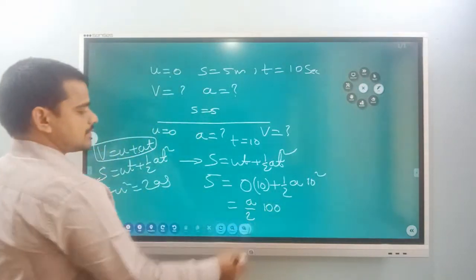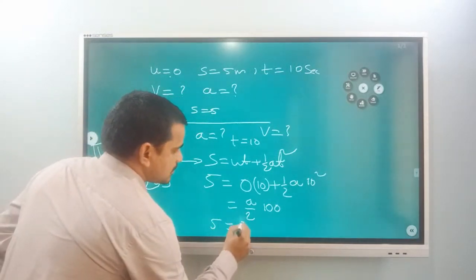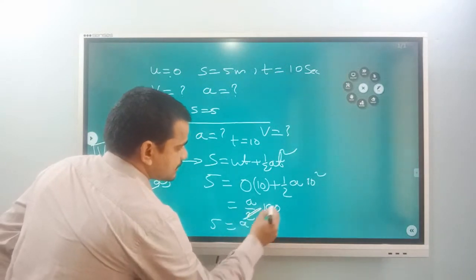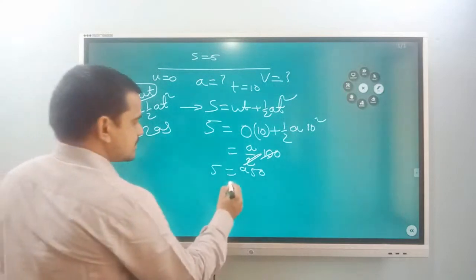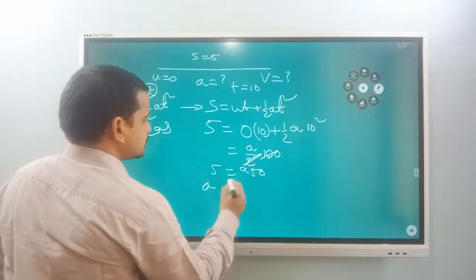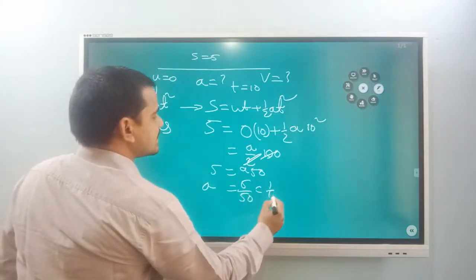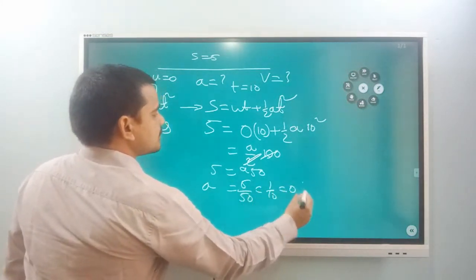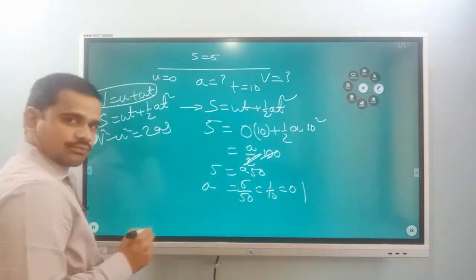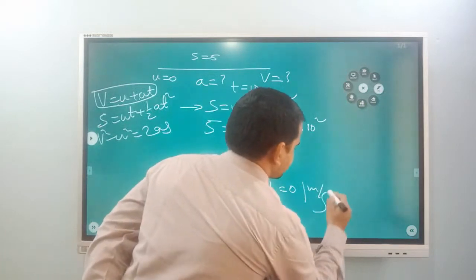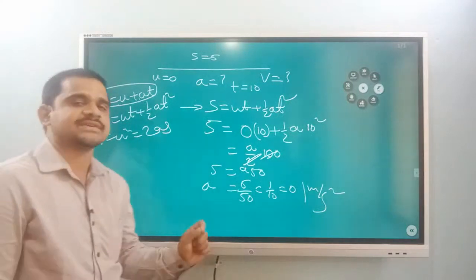Now if you observe in this situation, what I am getting here is 5 is equal to A into 50. Therefore, A is equal to 5 by 50, which is 1 by 10, that means 0.1. So the acceleration of the body is 0.1 meter per second square. In this way, that is simplified.